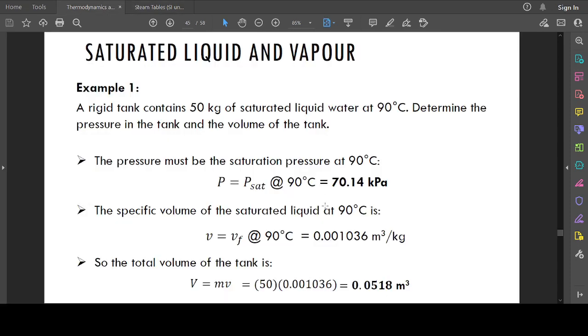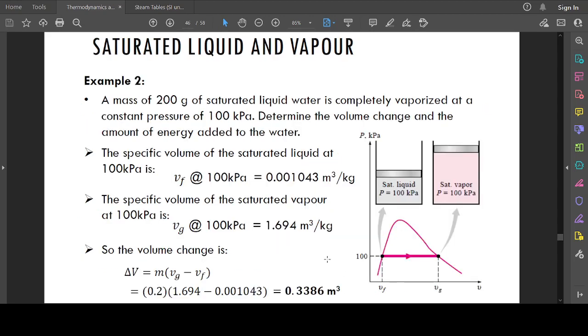Okay, so if we plug that in here, it becomes 0.103 times 10 raised to the power minus 2 meter cube per kilogram. So for us to determine the volume of the tank, we know the mass of the liquid contained in the tank. You just have to multiply it to cancel out the unit here. So 50 kilogram cancels the kilogram here. You're left with the meter cube, and this is the volume of the tank.